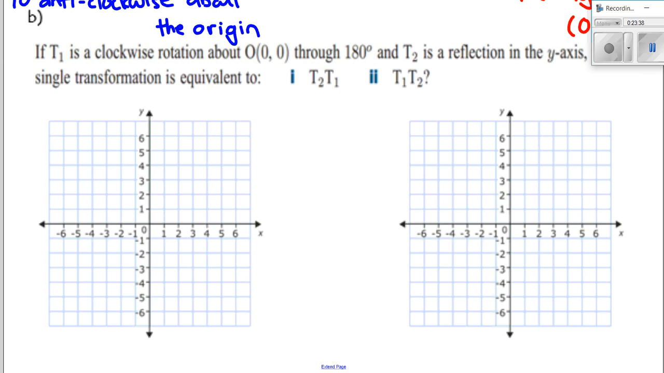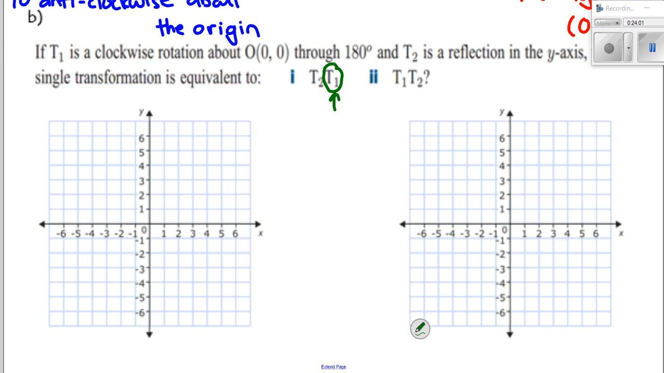So hopefully you've drawn up your axes, and now you can continue with what we're doing. If T1 is a clockwise rotation about the origin through 180 degrees, and T2 is a reflection in the y-axis, describe a single transformation equivalent to T2 T1, and then the opposite, the reverse of that.